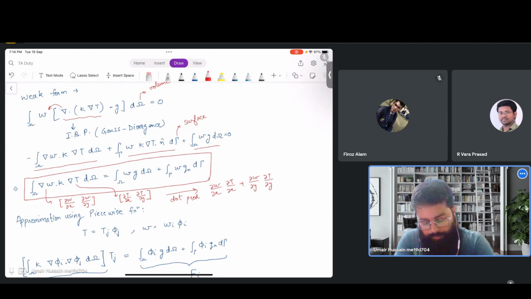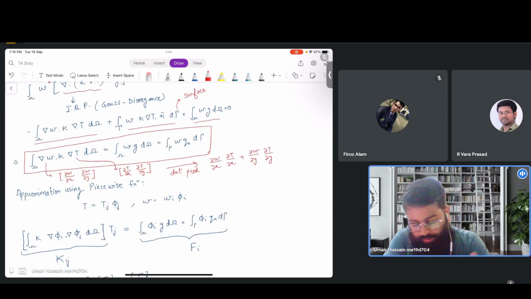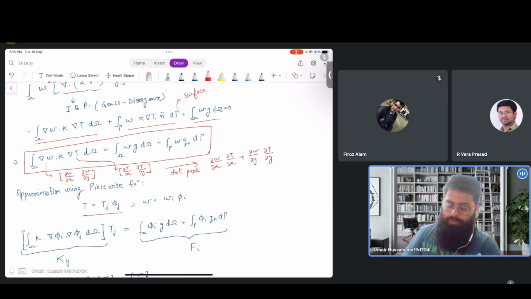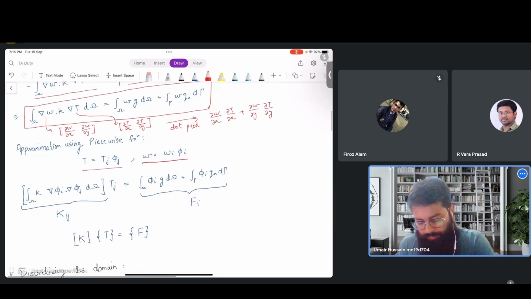Next thing, we approximate using the piecewise polynomial or whatever approximation function we are going to choose. If you remember, we used to choose a set of shape functions or approximation functions phi, and approximate like this, T equals sum of Tj phi j, and similarly for the weight function we do the same approximation using the same set, since we are following the Galerkin method.